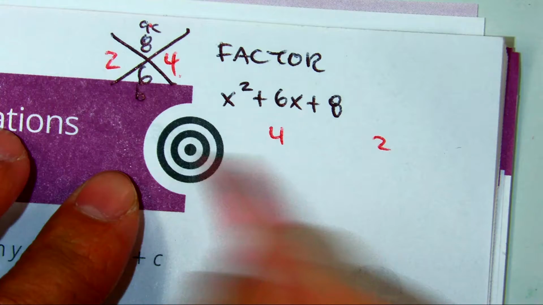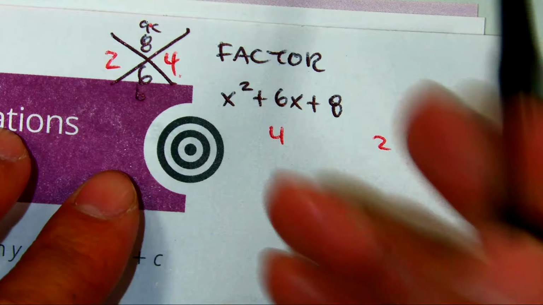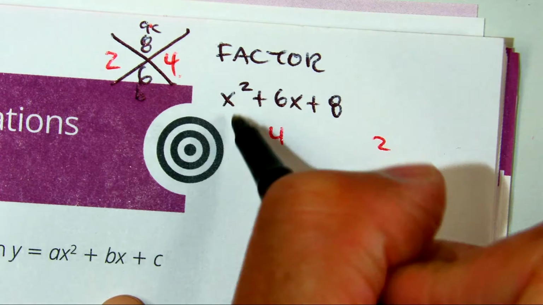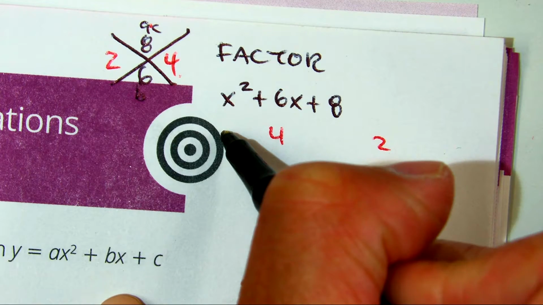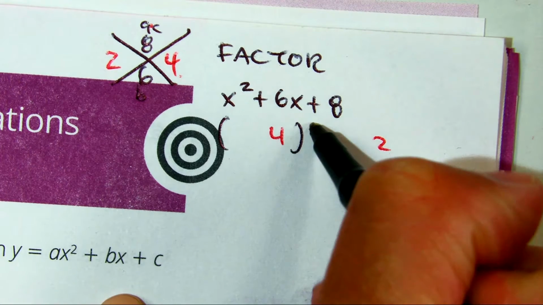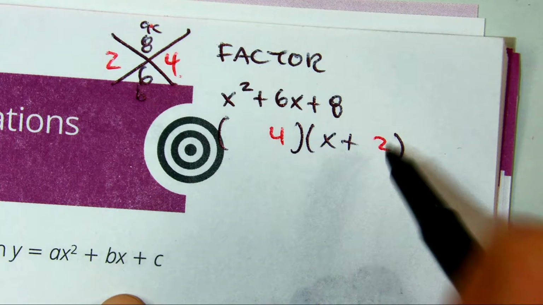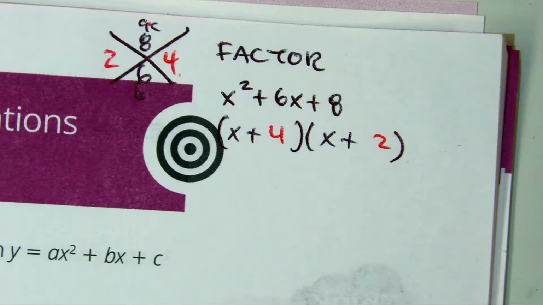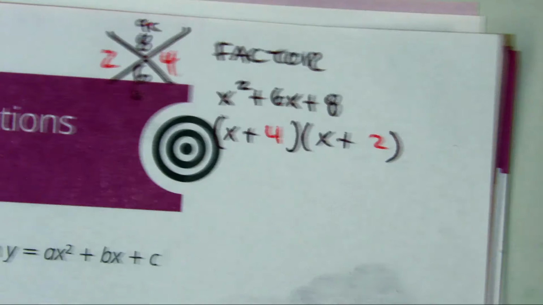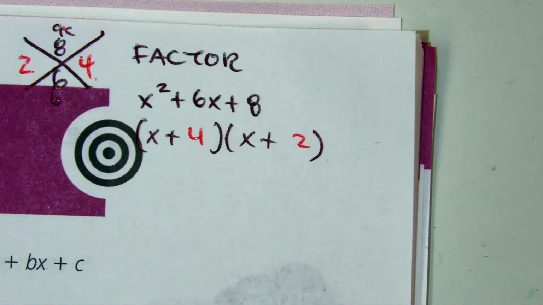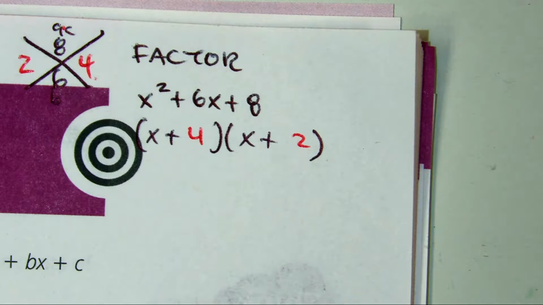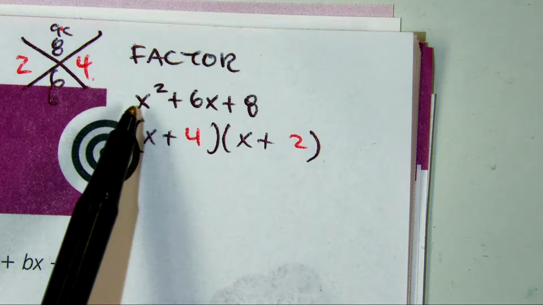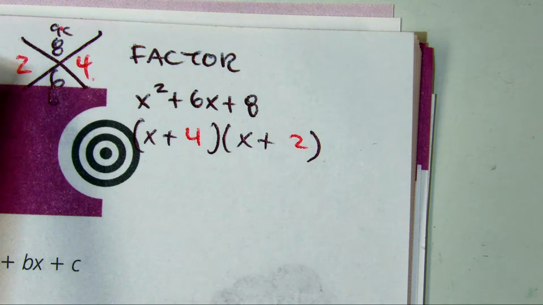Can you tell me what to write in over here? The parentheses? You said x plus 2? And x plus 4. Raise your hand if you got that. Okay, that's what we did a lot in the beginning of the year, right? We just factored. Remember, you don't need to use the box because your a value is equal to 1. If you did your box, you would also get this as your answer.